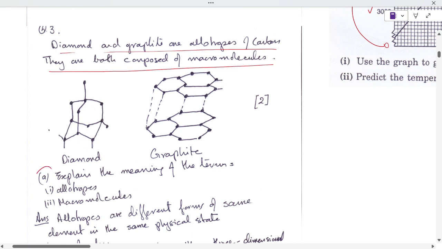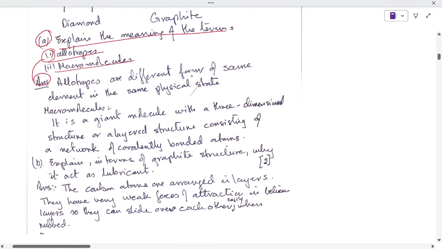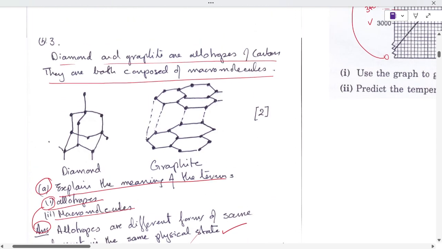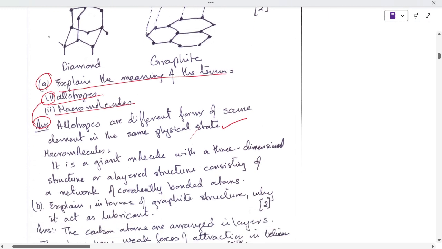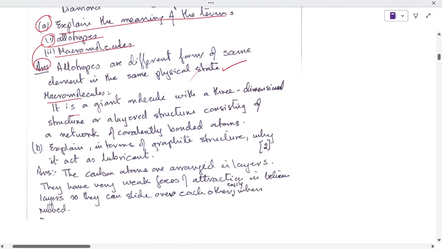A part, explain the meaning of the terms: number 1, allotropes; number 2, macromolecules. Allotropes are different forms of the same element in the same physical state. Now you can see that diamond and graphite are both made up of carbon and both are in the solid state, but they are different forms. Now macromolecule: it is a giant molecule with a 3-dimensional structure or a layered structure consisting of a network of covalently bonded atoms.